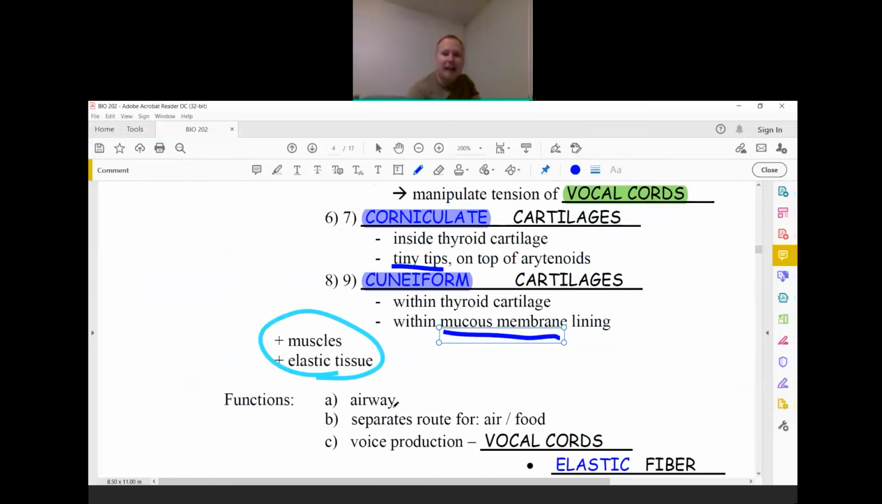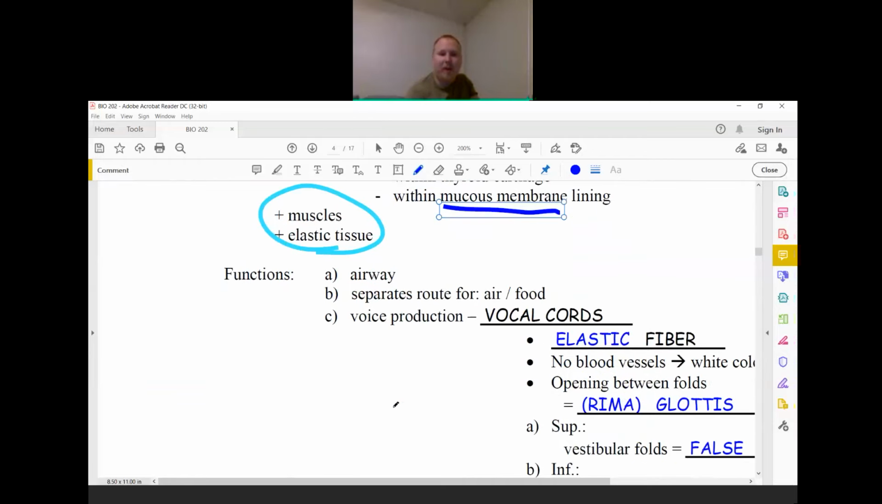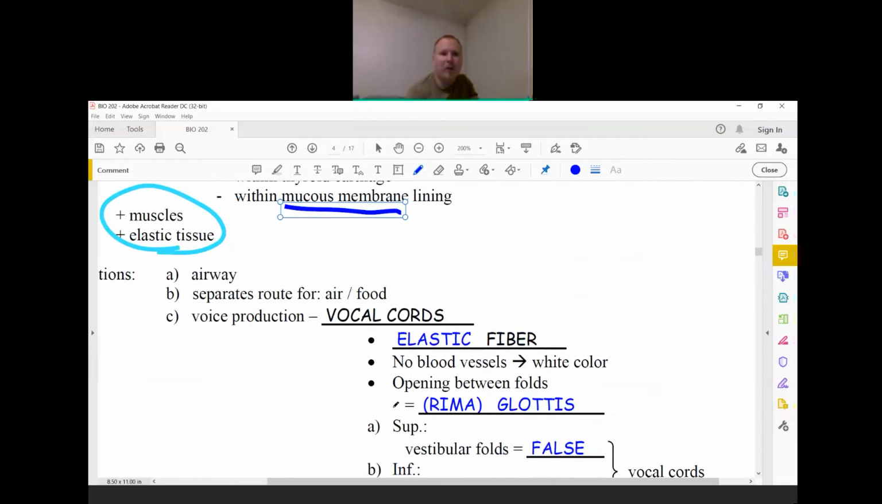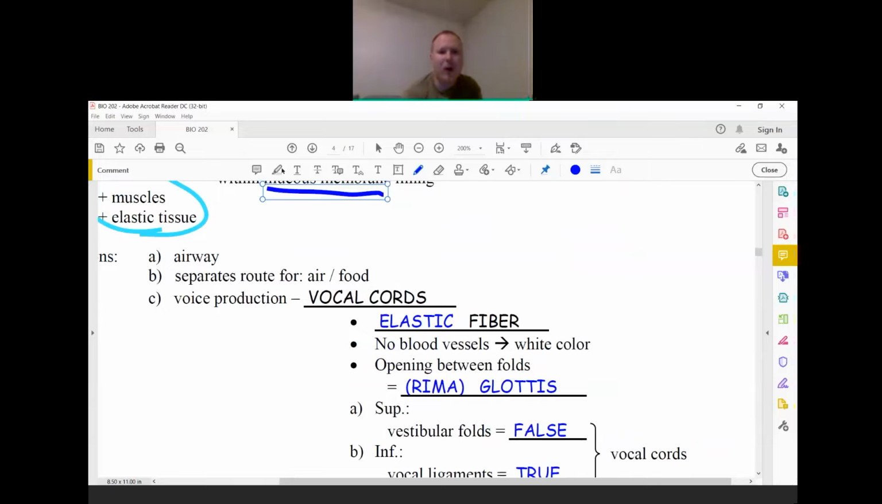Now we get to look at the functions of this structure. And what we notice, there's a few different ones to note. Probably the most important one for our discussion is that the airway passes through this. And of course, we also separate the path for the food and for the air, so we make sure that both go where they should be going.